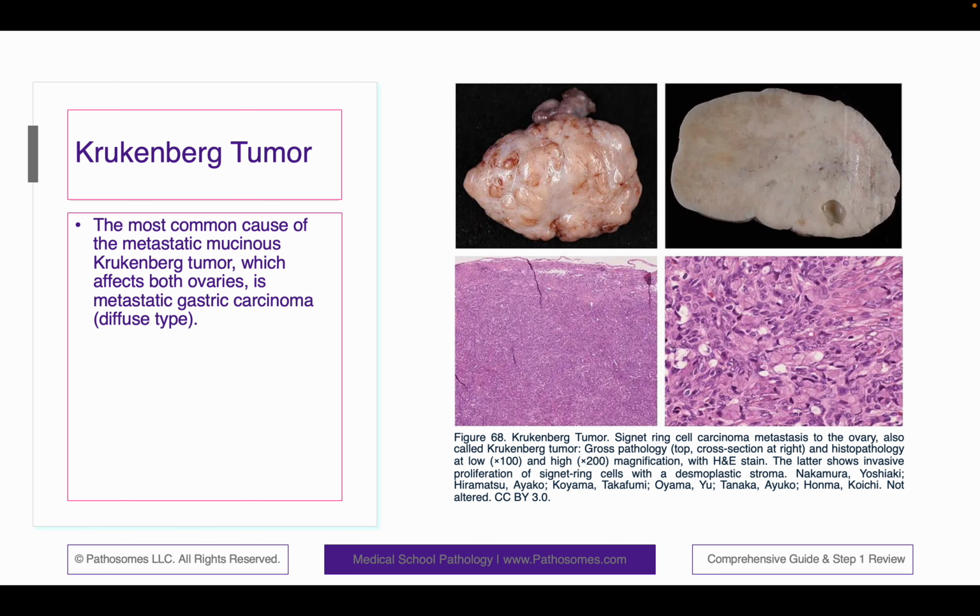Now, this is important. A Krukenberg tumor. The most common cause of the metastatic mucinous Krukenberg tumor, which affects both ovaries, is something that you must know. It's a metastatic gastric carcinoma, usually the diffuse type. To the right here, we have various pictures of the gross and histologic samples for a Krukenberg tumor. Note that the signet ring cell carcinoma metastasized to the ovary, causing the Krukenberg tumor.